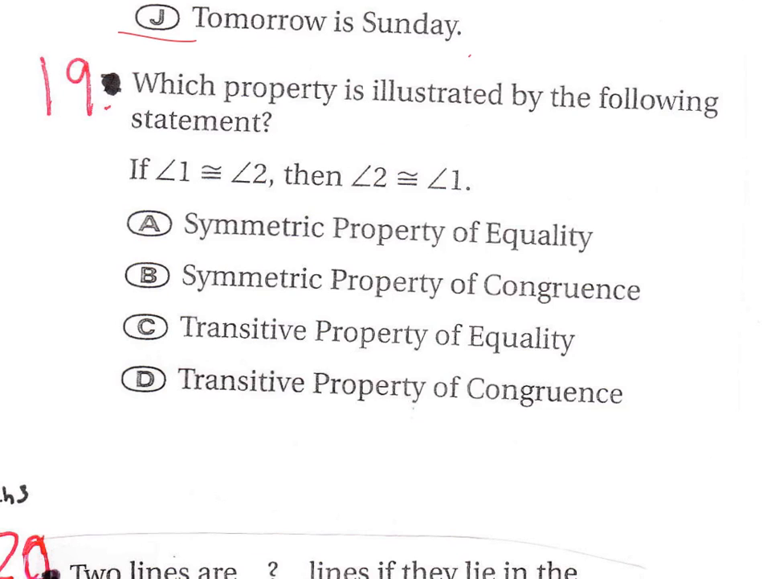And number 19, which property is illustrated by the following statement? So here's your statement right here. If angle 1 is equal to angle 2, then angle 2 is equal to angle 1. It's just kind of back and forth. Is that A, the symmetry property of equality? B, the symmetric property of congruence? Is it C, the transitive property of equality? Or D, the transitive property of congruence?